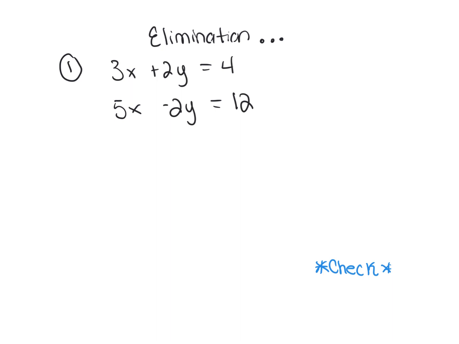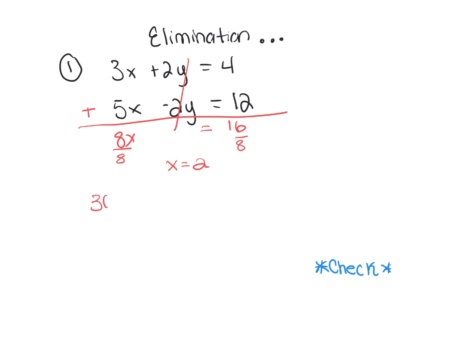For example, I have this system, and if I add the two equations together, 3x plus 5x is 8x, 2y plus negative 2y cancels out, 4 plus 12 is 16, divide by 8, x equals 2, and once you know what x is, you can plug it back into either equation.